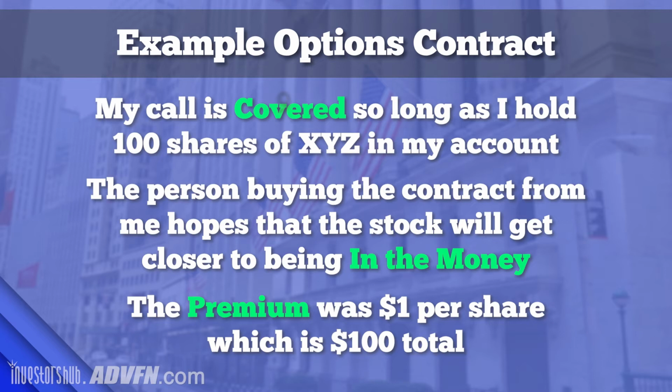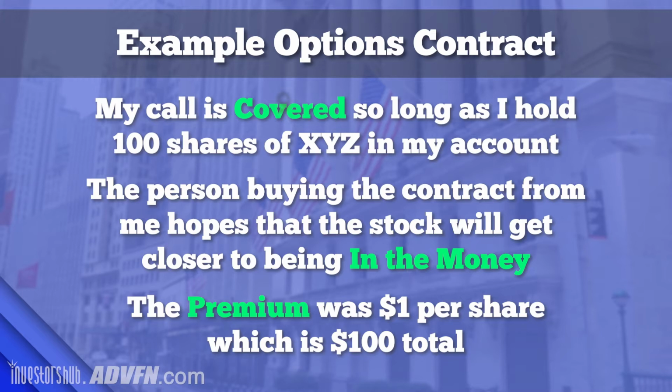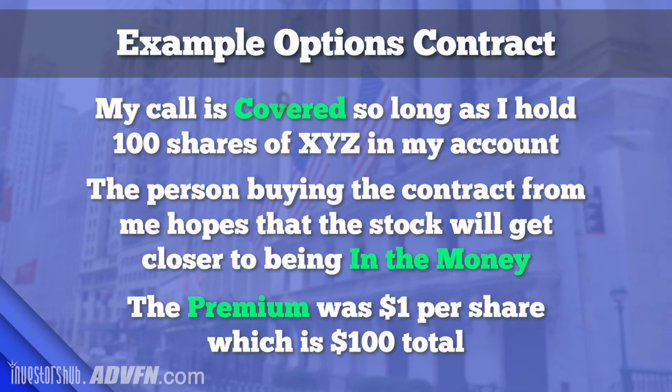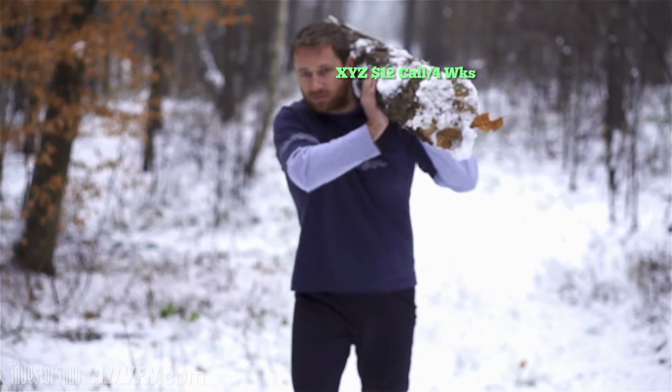That $1 I mentioned is the premium I'm after, and it's not a dollar, it's $1 per share. $1 times 100 is $100. That's the cost of the contract. As a buyer, you'll see the price of the contract on a per share basis, but the actual cost is that number times 100.